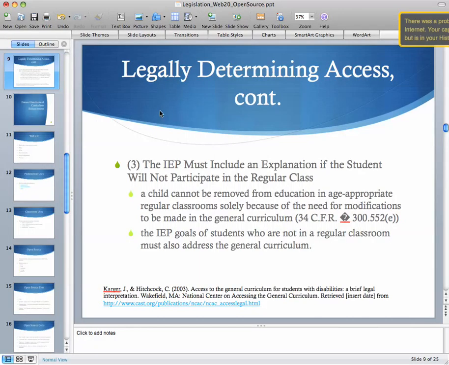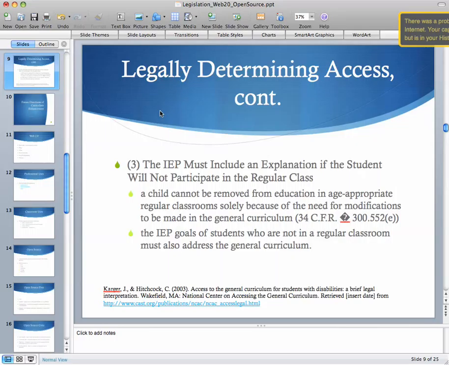The last piece of legally determining access includes an explanation if the student will not participate in the regular classroom. A child cannot be removed from education in age-appropriate regular classrooms solely based on the need for modifications to be made in the general curriculum. Those modifications must be made in the classroom, and the student must have access to those in the classroom.